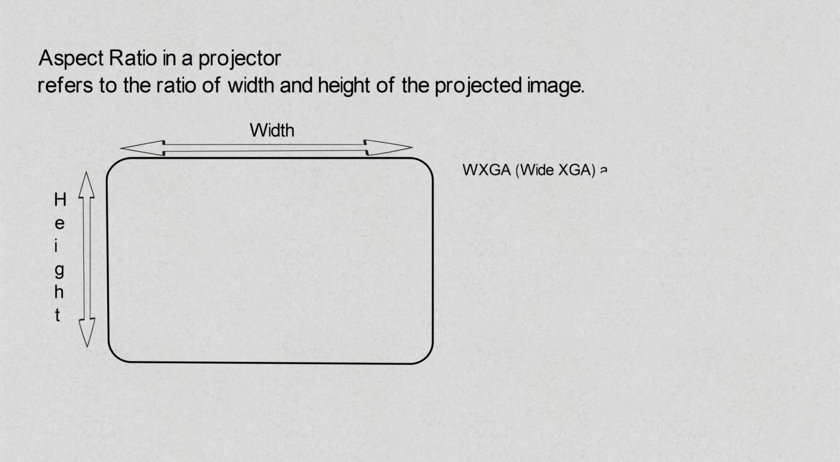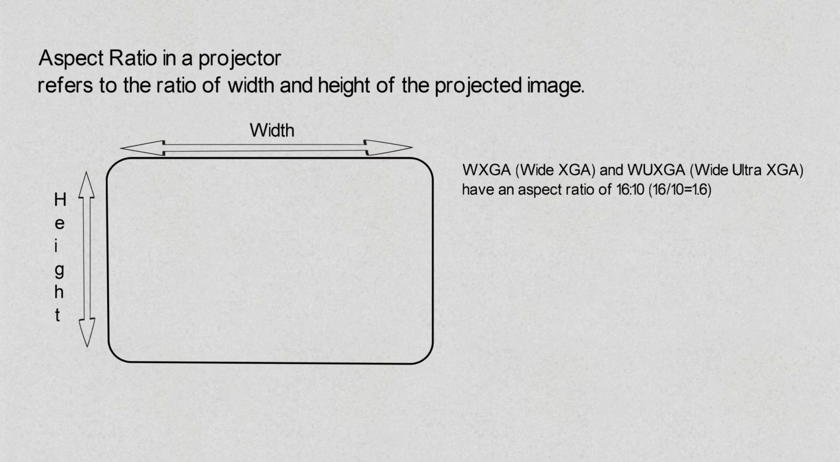WXGA, Wide XGA, and WUXGA, Wide Ultra XGA, have an aspect ratio of 16:10. It means that for every 1.6 width of projected image, there is 1 height.